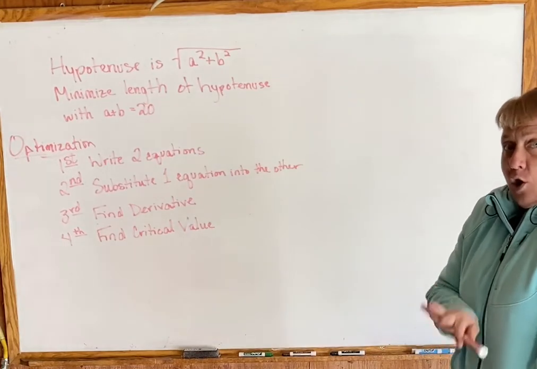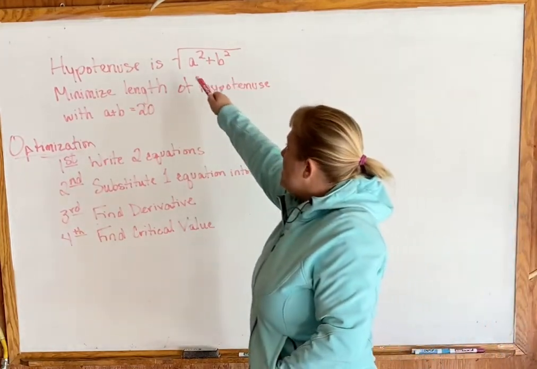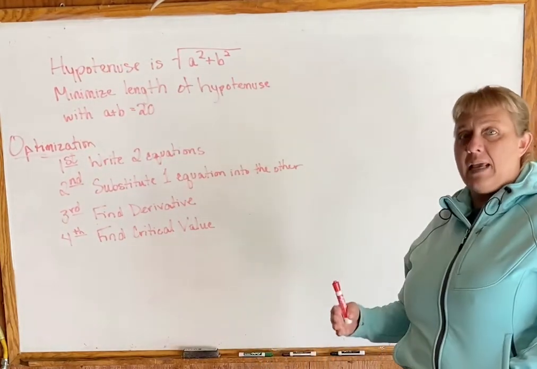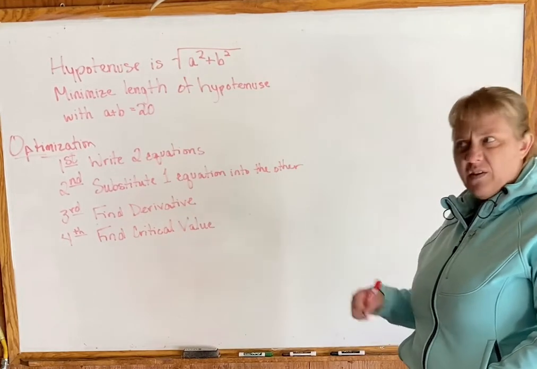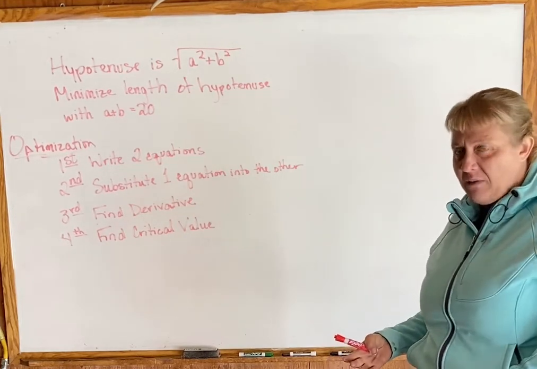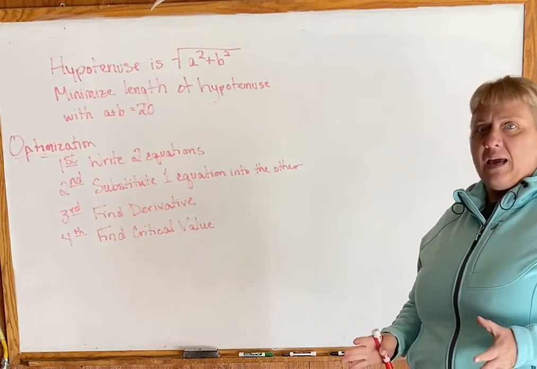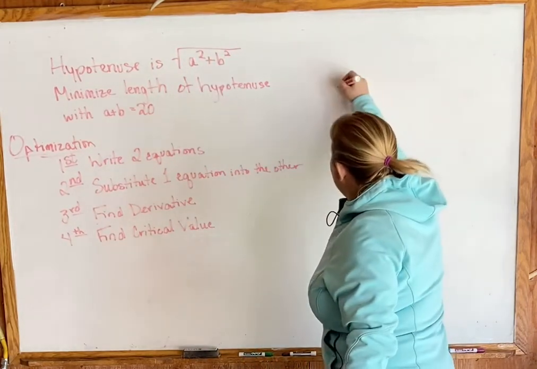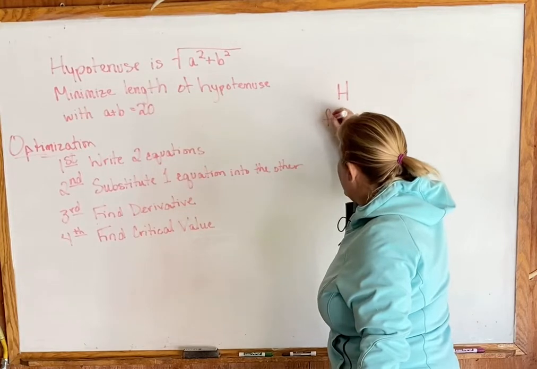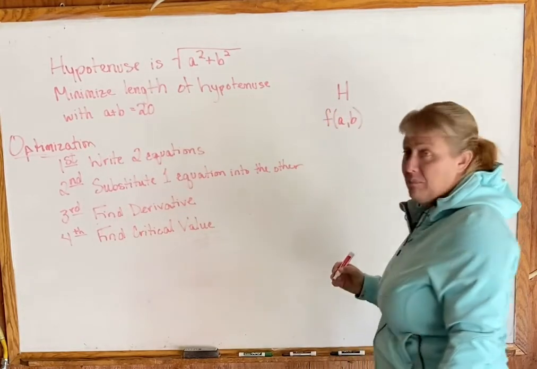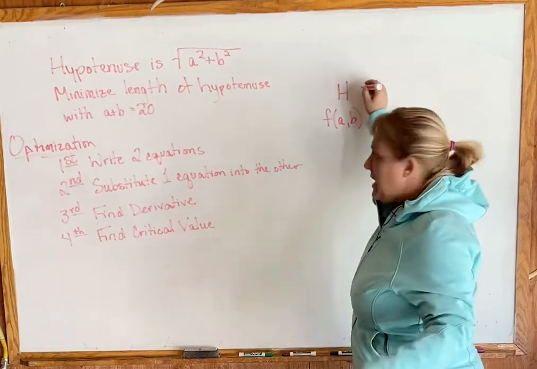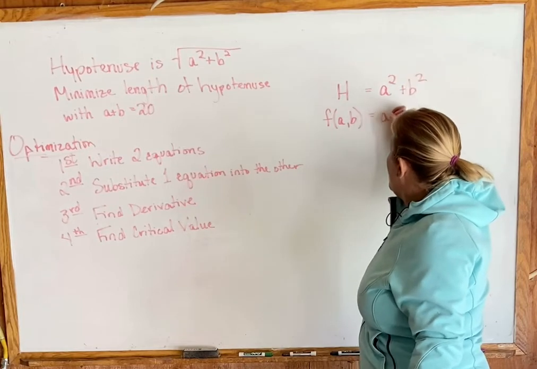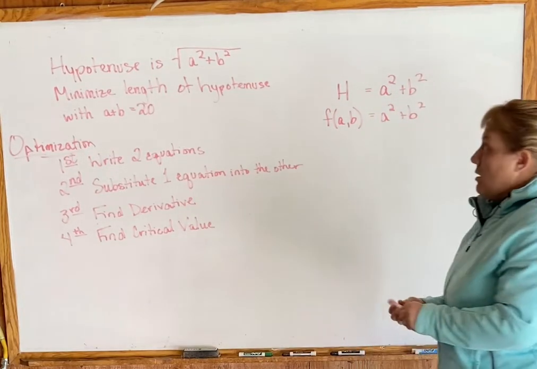Now your teacher made a note about the fact that when you go to do this, you don't need the square root. Because let's look at it this way. If we minimize a squared plus b squared, if you take the square root of it, isn't that going to be minimized as well? So even though, yes, we want to minimize the hypotenuse, we don't necessarily need to use the square root. So the function that we can look at is the hypotenuse, or in your case, your teacher is calling it f of a, b. Doesn't matter which notation you use. But you can just use a squared plus b squared. You don't need to use the square root.